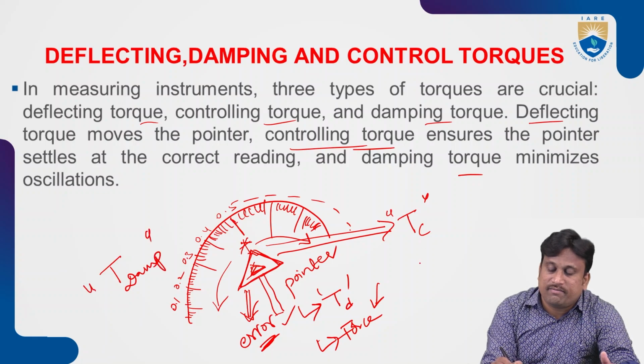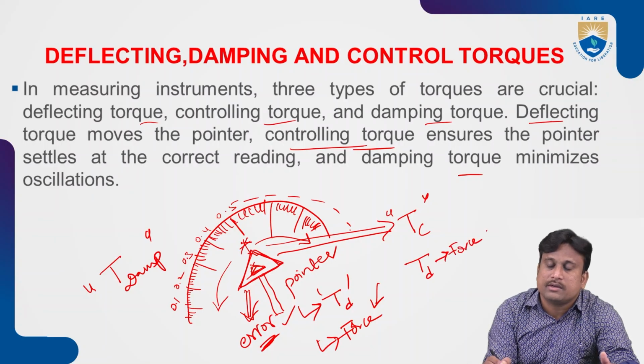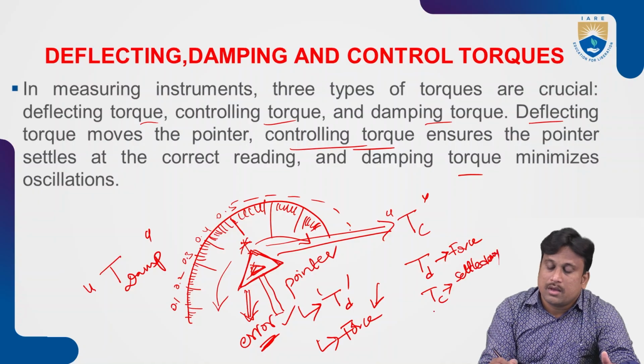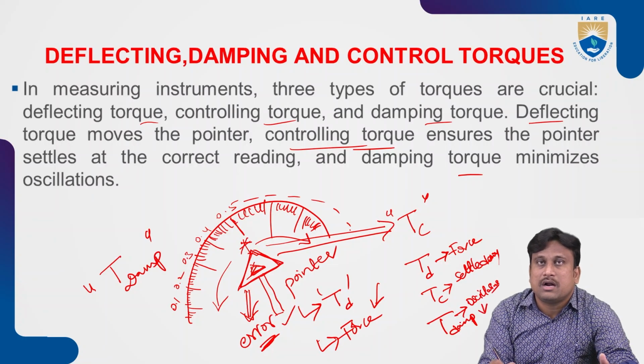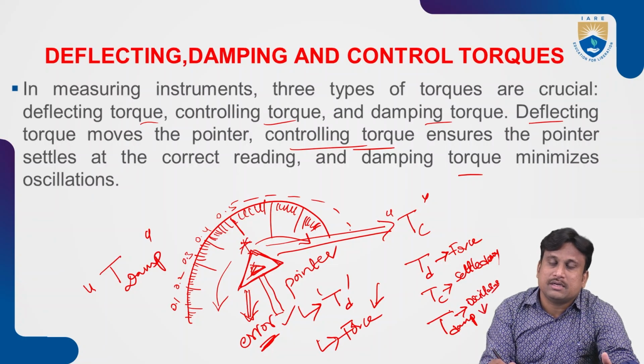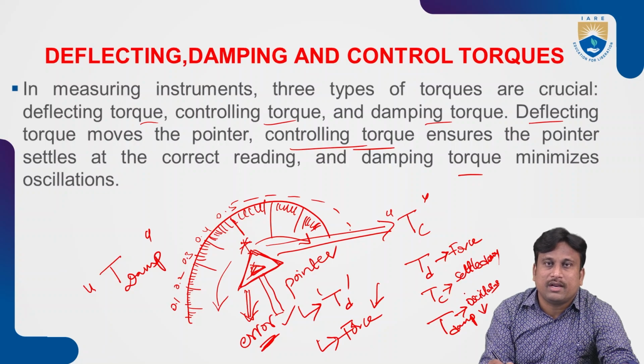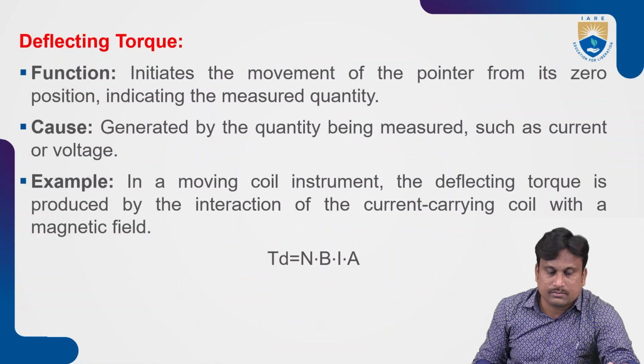So finally, deflecting torque makes the force movement to move the pointer, and controlling torque makes the settle down process. And damping torque avoids oscillations, minimizing them. Once the oscillations are minimized, the pointer can settle down at its required value.